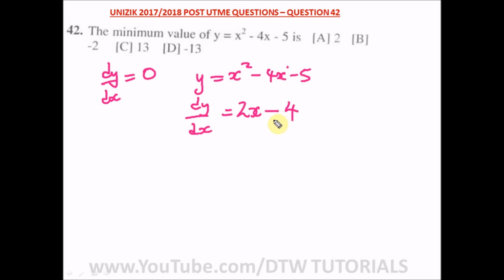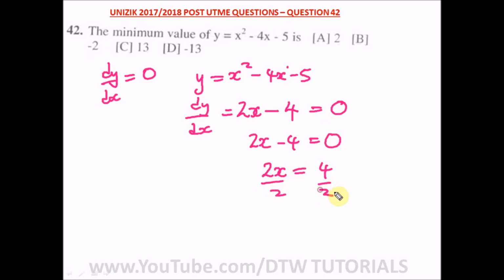Try to revise on differentiation. And to get a minimum value, our differential is equal to 0. So we'll just equate this to 0. So 2x minus 4 equal to 0. Well, we have 2x, bringing minus 4 to this side, we have a 4. Divide both sides by 2. 2 cancels out here, 2 here.